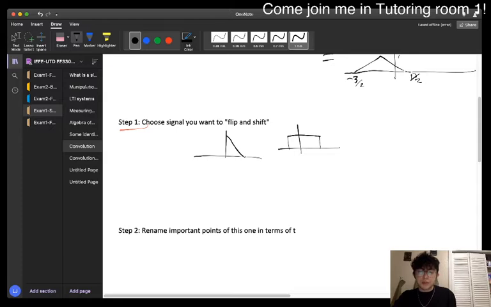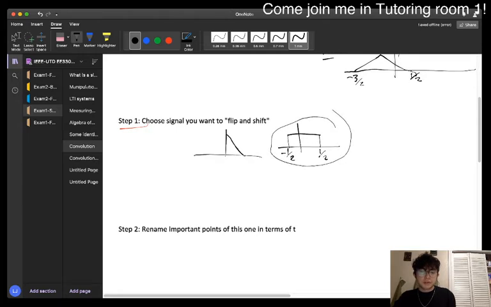The one that you want to be moving around, I find it easiest to think in terms of the one that is symmetric. So I'm going to choose this box. This is the one that we're going to flip and shift.